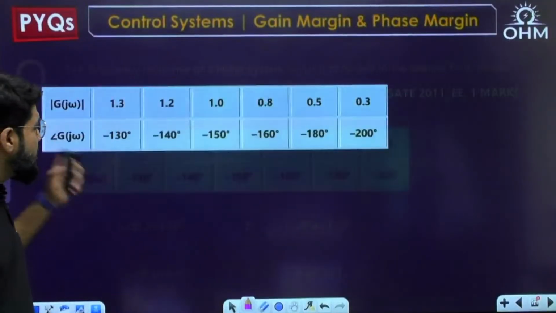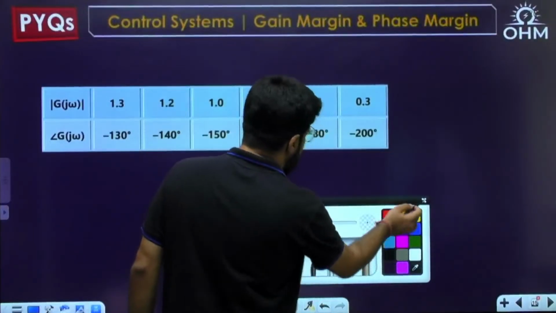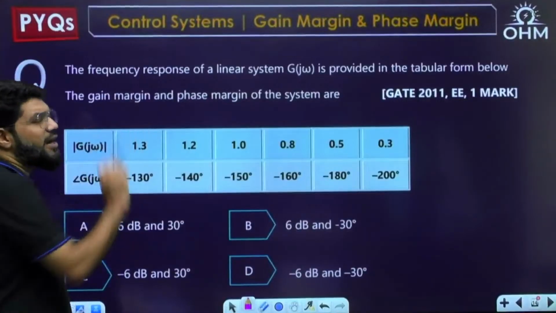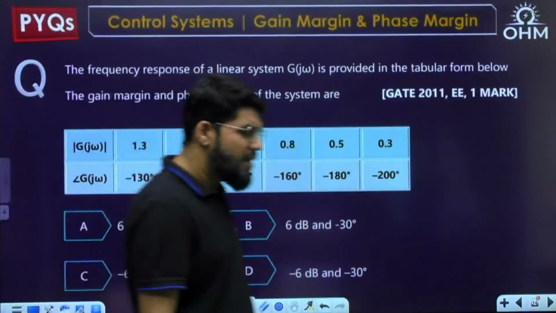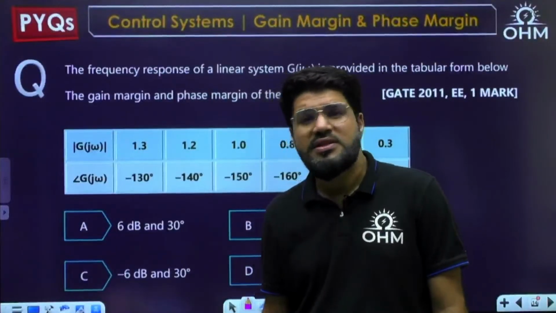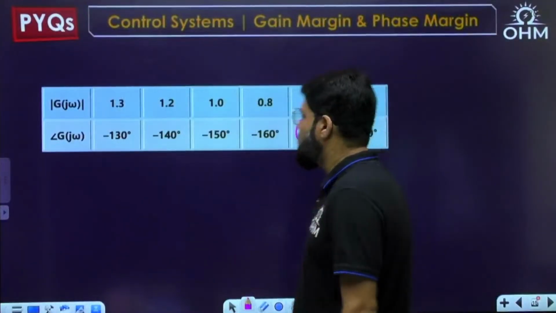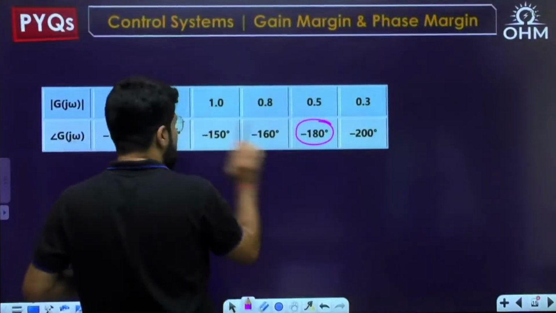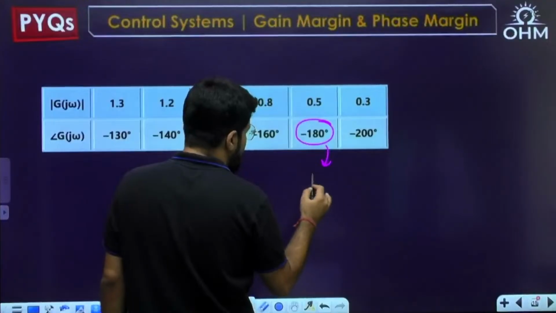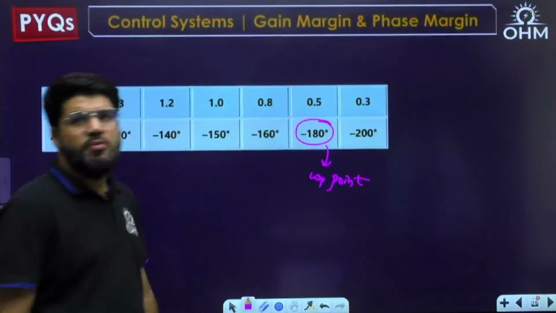Now if I have a look into the table, what do I need here? I need the gain margin and phase margin. Gain margin is calculated at which frequency? At the phase crossover frequency. Phase crossover frequency is defined as the frequency where the phase is plus or minus 180 degrees. This point is important here. Where the phase angle becomes minus 180 degrees is known as the phase crossover point. This corresponds to the omega p point.